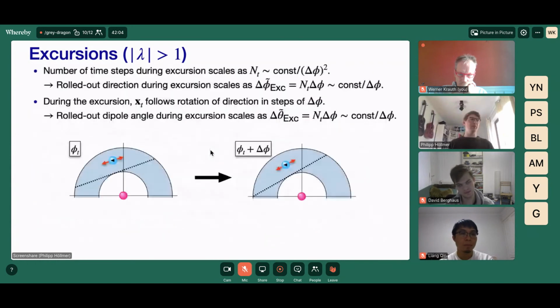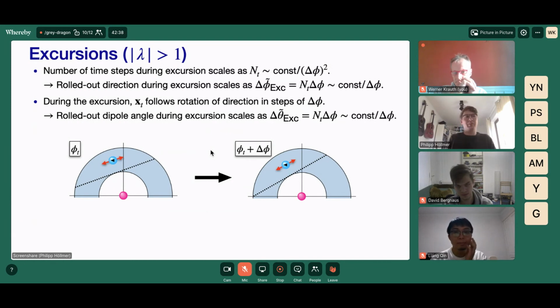We now have to understand what happens with the dipole angle during this walk. But this is very simple to understand, because if we look at lambda bigger than 1, and assume that we are at some direction phi t, then we know that our blue atom x2 is somewhere in this cap divided by this line, because only in this cap the absolute value of lambda is bigger than 1. We then sample a new position somewhere in this cap, and afterwards rotate our direction. So we kind of rotate around this inner circle.